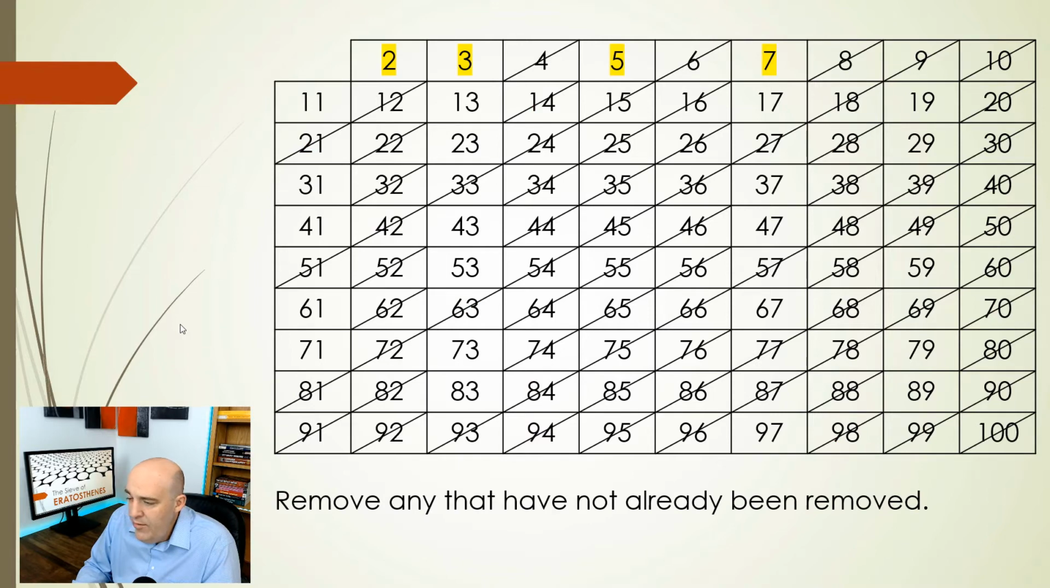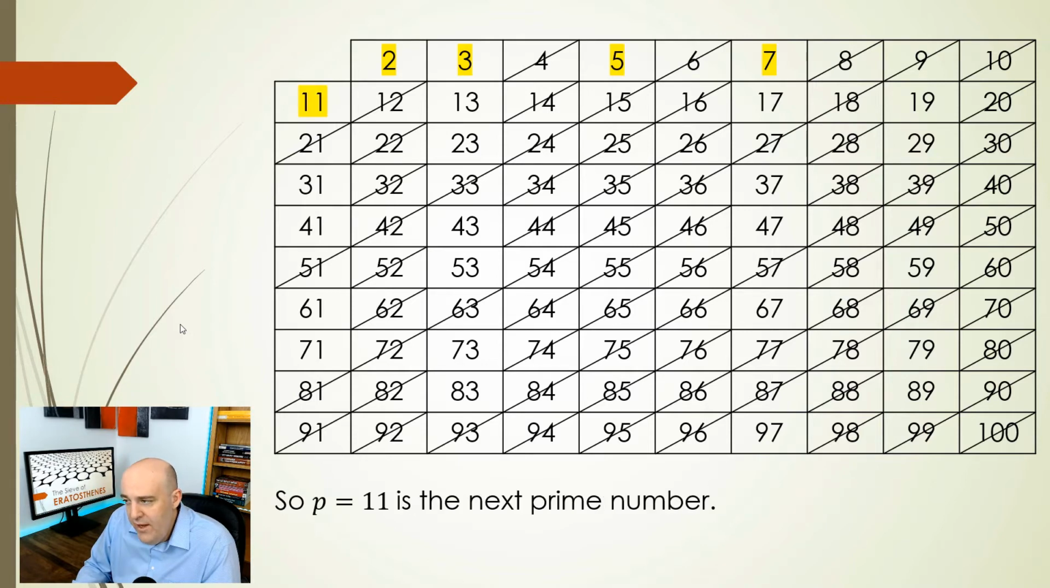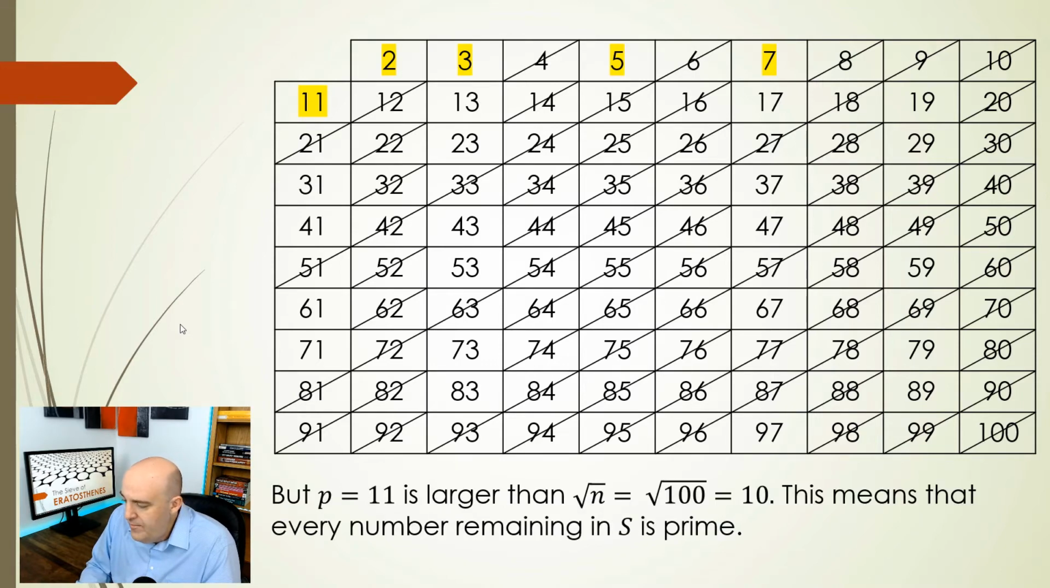And now something interesting happens. The next number is 11, so p equals 11 now. Notice that the square root of 100 is 10. We finally got to a prime p that's bigger than the square root of 100, in other words, 10. So since 11 is larger than 10, 11 is larger than the root of 100, that means we can stop.